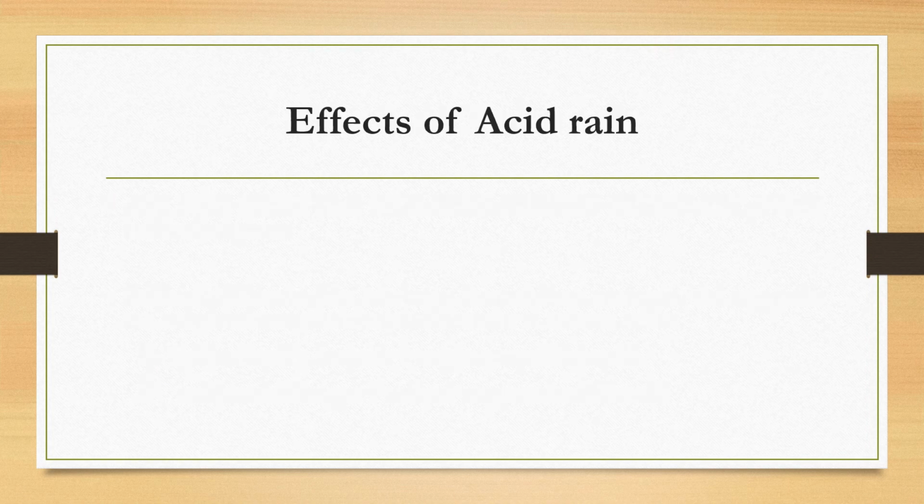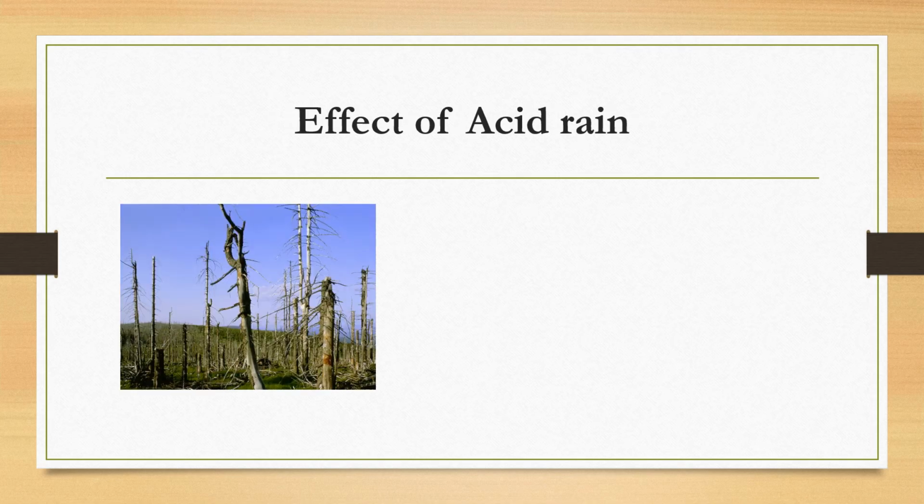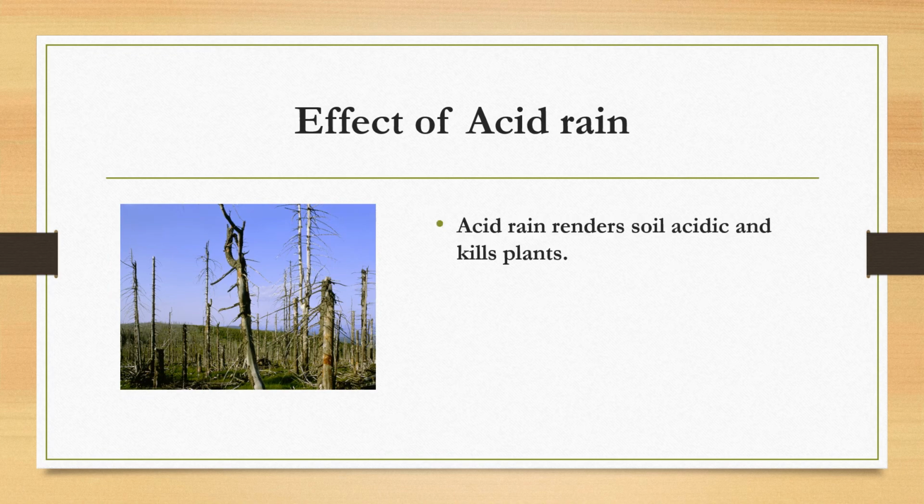Let's now investigate some effects of acid rain. This picture illustrates one effect of acid rain. Observe the picture and identify this effect. Acid rain renders the soil acidic and kills plants.